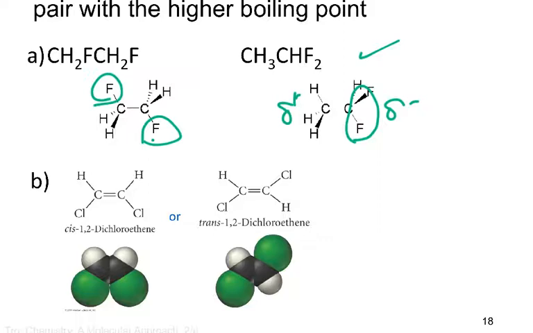In letter B, again, we have polar molecules. Here our chlorines are pulling in equal and opposite directions. Here they're pulling in the same direction, so this is going to be our negative end, this is our positive end. So cis-1,2-dichloroethene is going to be our higher boiling point. Remember that with the double bond, there's no rotation around it, so these are locked in those conformations.